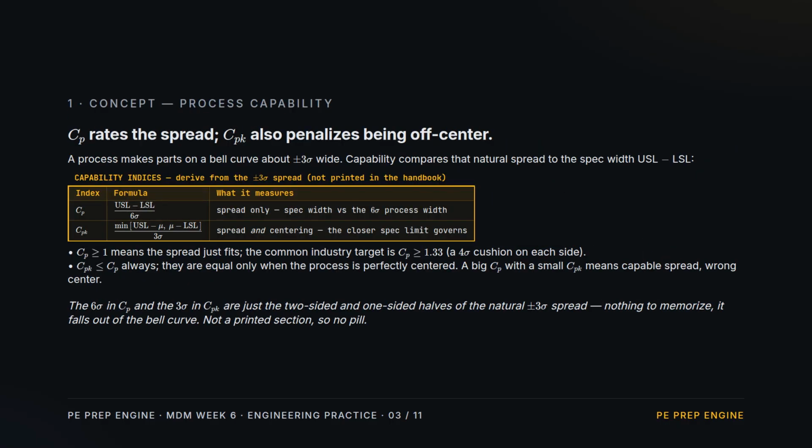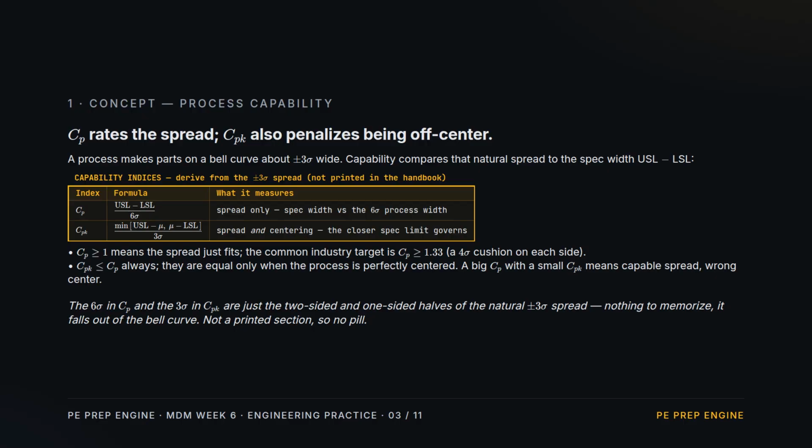Concept 2, Process Capability. A process makes parts on a bell curve about plus or minus 3 sigma wide. CP compares that spread to the spec width over 6 sigma. If CP is 1, the spread just barely fits. Industry usually wants 1.33 for a cushion.